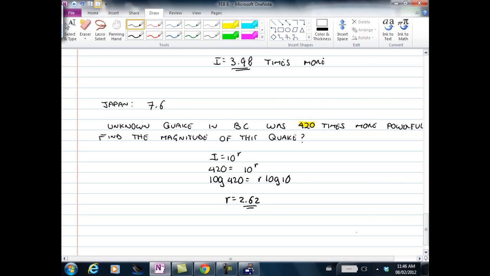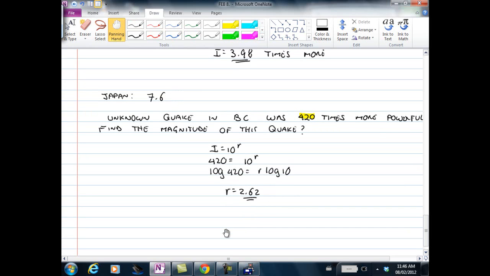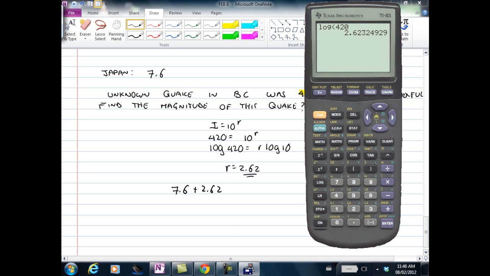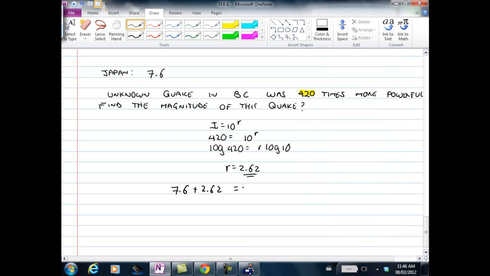Add, because this unknown quake in BC is due for a big one. It's supposed to be a huge one, measured somewhere around 7 to 9 on the scale. That's their prediction. So we add, because it's more powerful: 7.6 plus 2.62 is 10.22. We won't even have time to run. It crosses the scale. You can't go over 10, I heard.